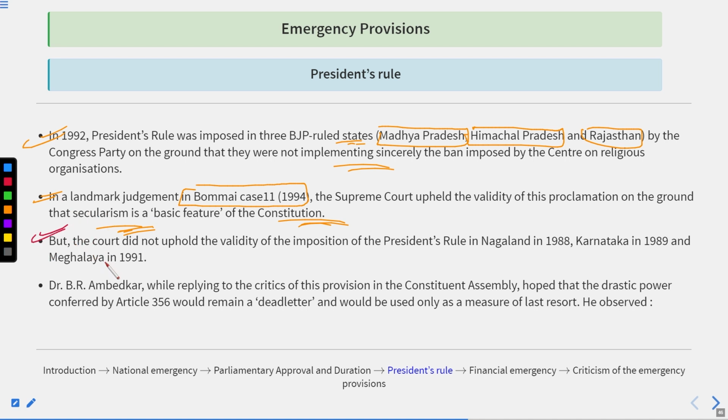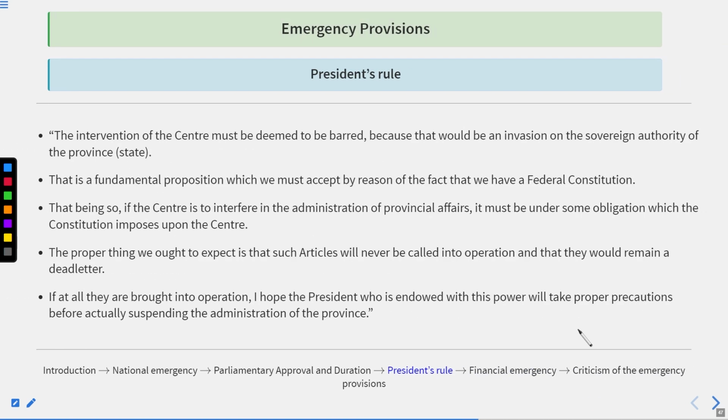But the court did not uphold the validity of the imposition of President's rule in Nagaland in 1988, Karnataka in 1989 and Meghalaya in 1991. Thereafter, Dr. B.R. Ambedkar, while replying to the critics of this provision in the Constituent Assembly, hoped that the drastic power conferred by Article 356 would remain a dead letter and would be used only as a measure of last resort. And he observed the following thing.